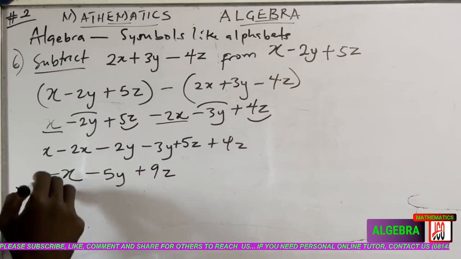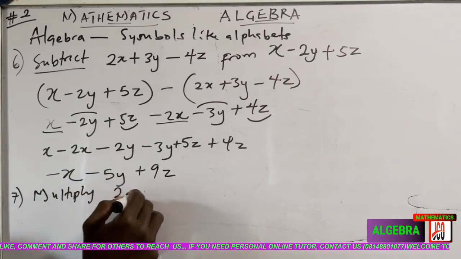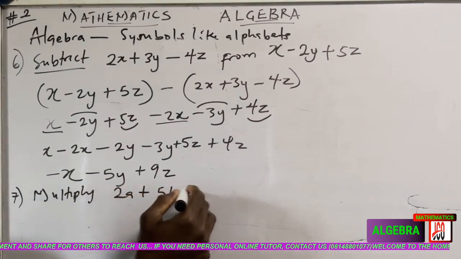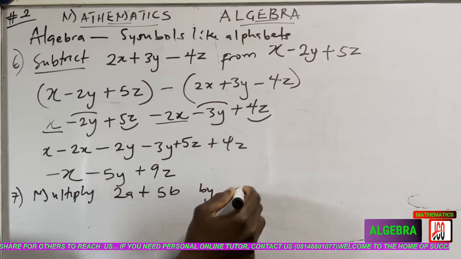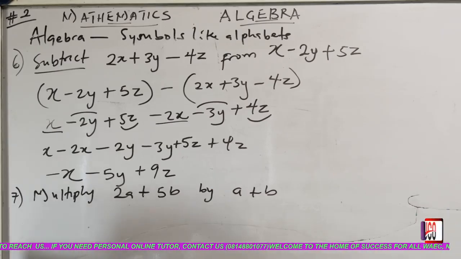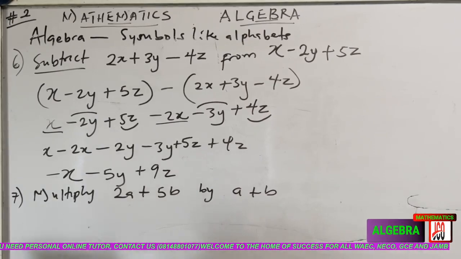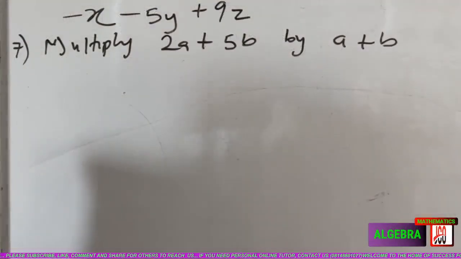Go on further. Multiply 2a plus 5b by a plus b. Wow. I know that you have dealt with this kind of question somehow, but I'm going to show you something on this idea of multiplication.